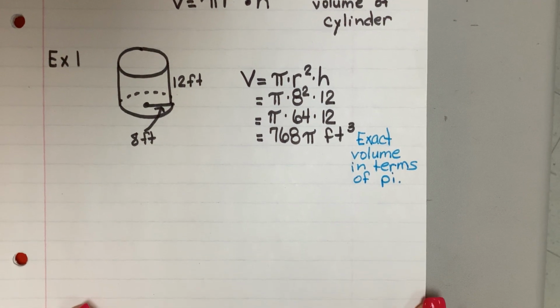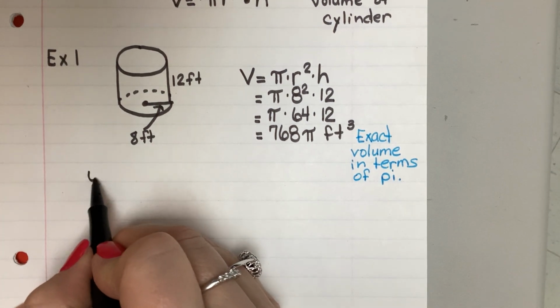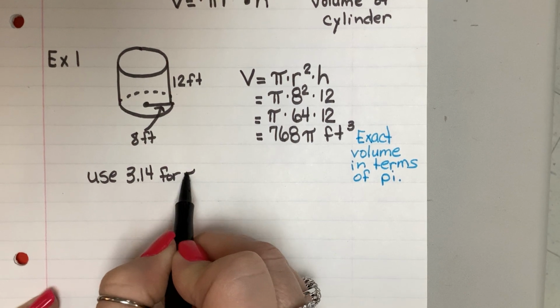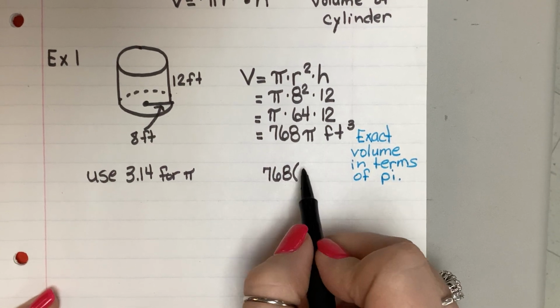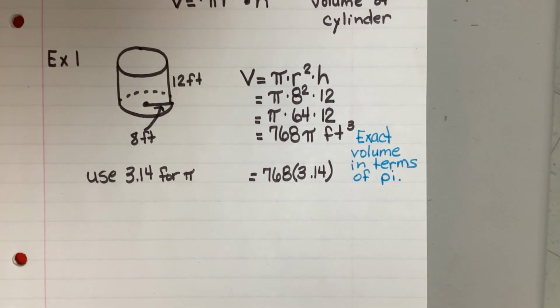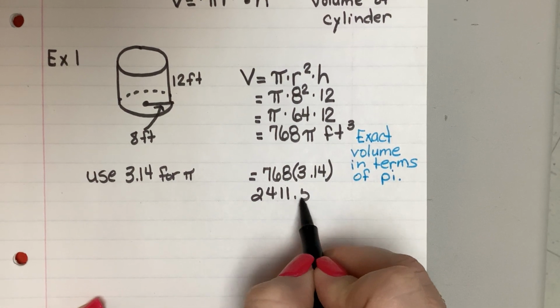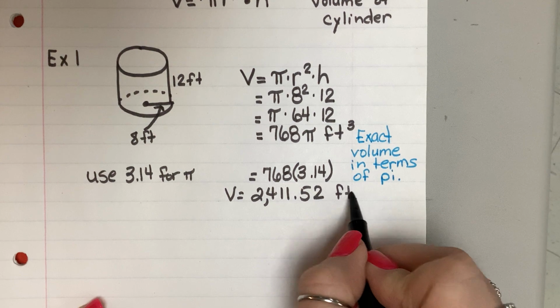If they want you to find the numerical value and they say use 3.14 for pi, you're going to take it one step further. 768 times 3.14. So when we do that, we get 2,411.52 is our volume, feet cubed.